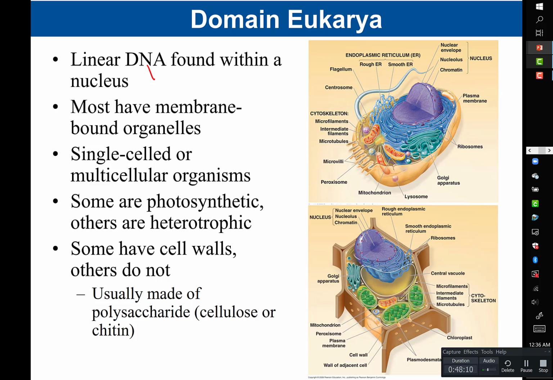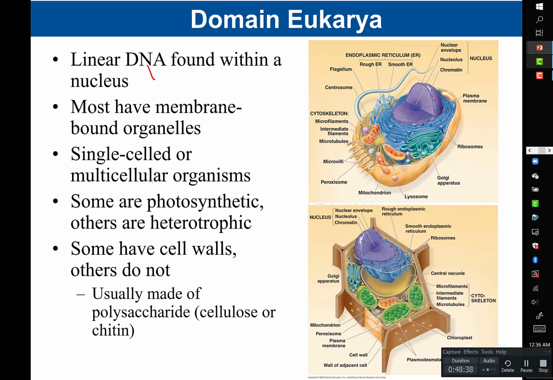In domain Eukarya, you might have single-celled organisms like amoeba or yeast, or you might have multi-celled organisms like animals, plants, molds, mushrooms, etc. In terms of how they get their food, some are photosynthetic or again autotrophic. They make their own food, while others are heterotrophic. They have to consume their food.